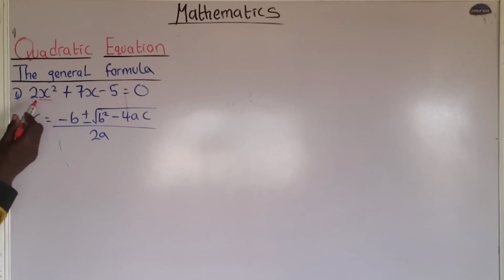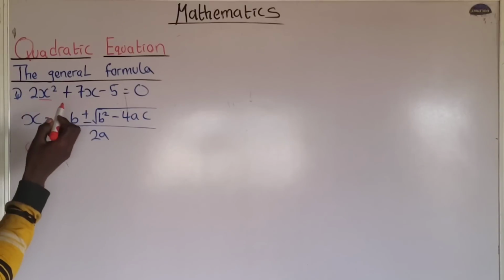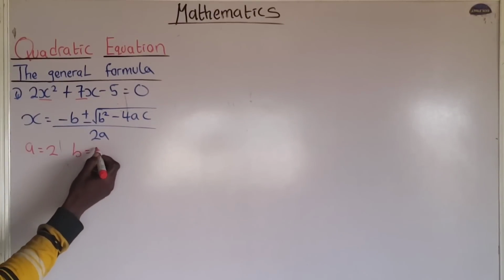So a is the coefficient of x squared. The coefficient of x squared is 2. So a is equals to 2. And we have b. B is the second term, and it is the coefficient of x. So the coefficient of x in this quadratic equation is 7. So b will be equals to 7.